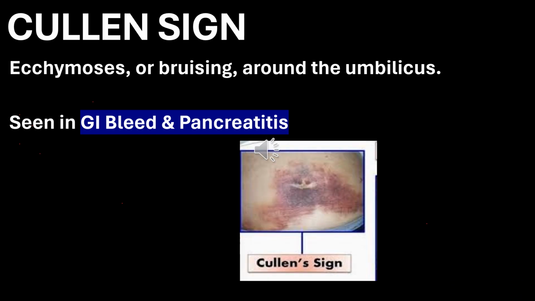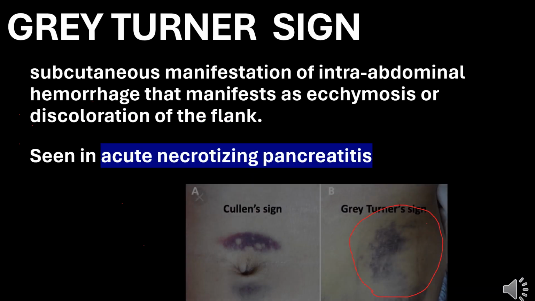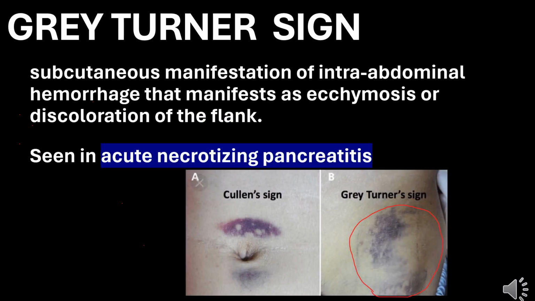Cullen sign. Ecchymosis or bruising around the umbilicus. This is seen in GI bleed or pancreatitis. Grey Turner sign. Ecchymosis or discoloration of the flank. It is usually seen in acute necrotizing pancreatitis. Remember, Cullen sign and Grey Turner sign are both ecchymosis. The location you have to note. In Cullen sign, it is in the umbilicus, and in Grey Turner sign, it is near the flank area.